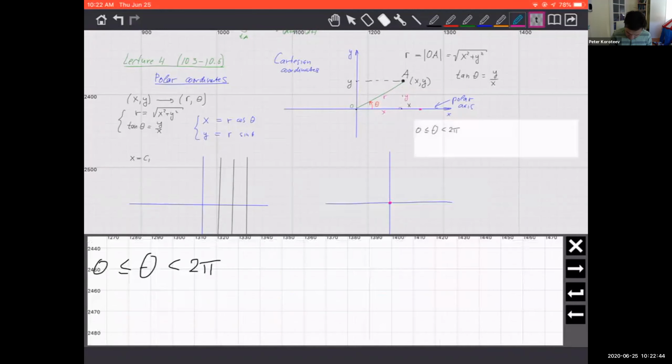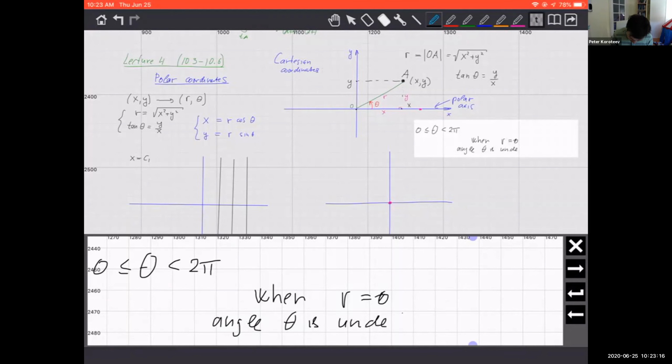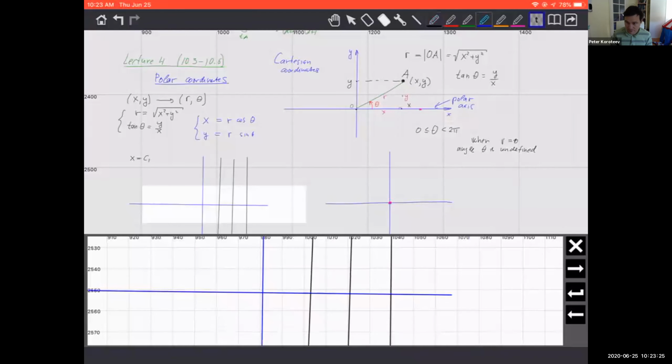So let's make a comment here. It's a little artifact, a sort of little bug of polar coordinates, that they don't work particularly well at the origin, although for most calculus applications, it's no problem. So when r equals 0, angle theta is undefined. But like I said, it's no problem.